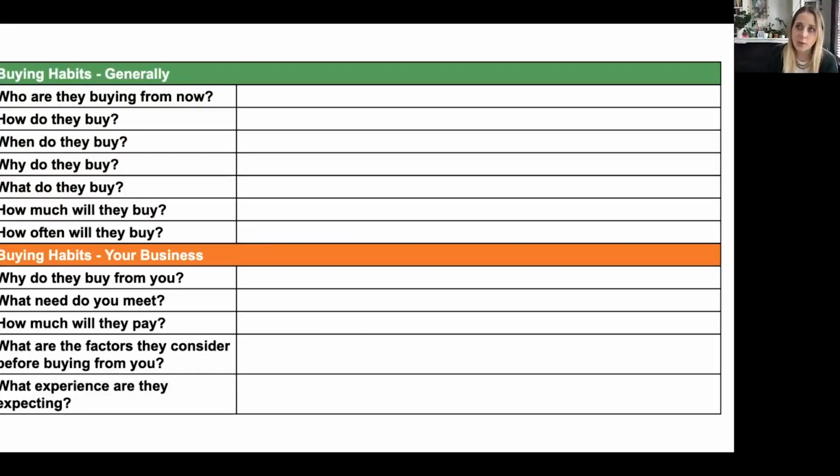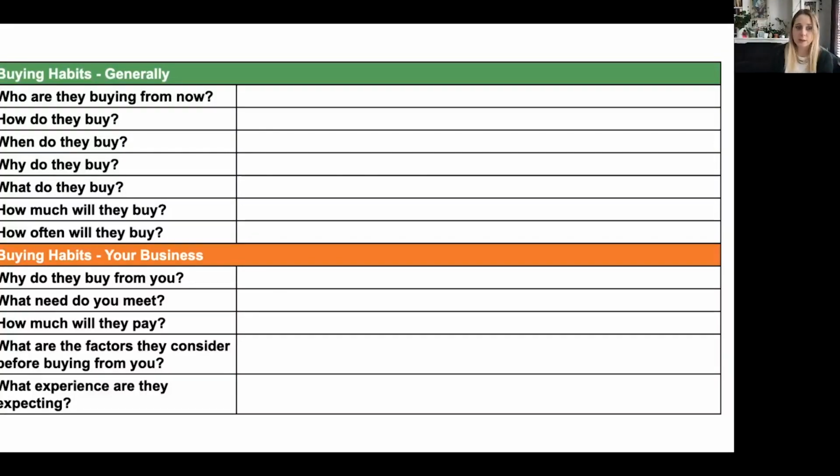What do they buy? So when they have a problem, what service or product are they buying to meet the needs of that problem? How much will they buy? So are they willing to buy in bulk, or are they buying kind of a product at one time and hoping it lasts for a while, and then maybe they'll buy again later, which brings us to how often will they buy? And does your product last a long time? Is it a weekly investment? Is it a monthly investment? Are you hoping that they get a couple years out of your product? That sort of thing. So how often are they buying?